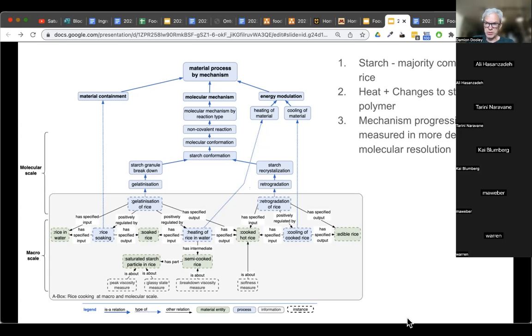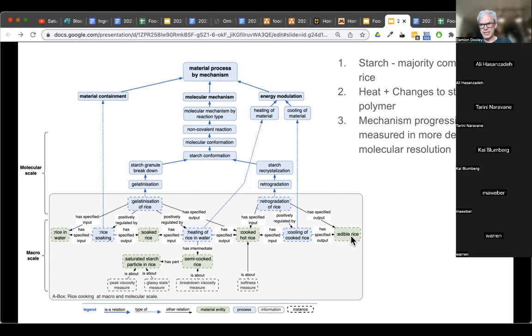One thing I'll note about this diagram is we have rice soaking, heating of rice in water, and cooling of cooked rice, and from our perspective those are all process by mechanism, because we haven't said exactly what these things should produce. But we did overlay this soaked rice, this cooked hot rice, and this edible rice. Those are actually entities that have some kind of criterion in them that make them look like outputs of a process by objective.